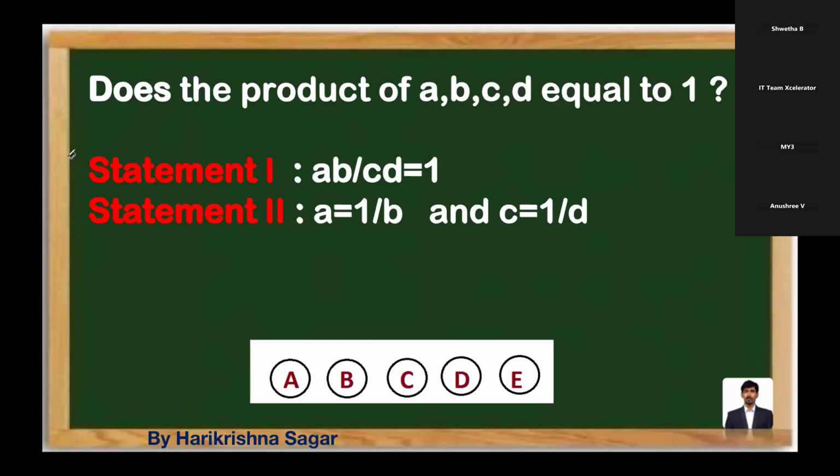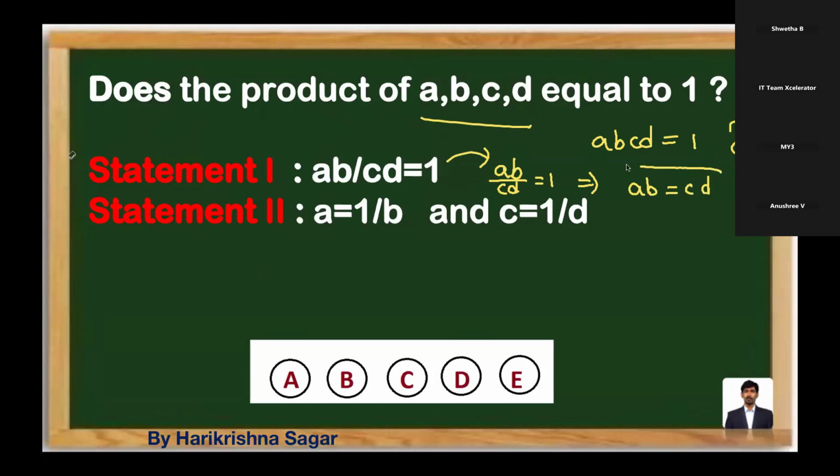Yeah. So without wasting time, let me discuss what is required here. Is the product of ABCD equal to 1? ABCD equal to 1 or not is the question. So we have to tell which statement is giving that answer. They mention that AB by CD equals 1. What it means is that AB is equal to CD. By knowing AB is equal to CD, can we say ABCD is equal to 1?